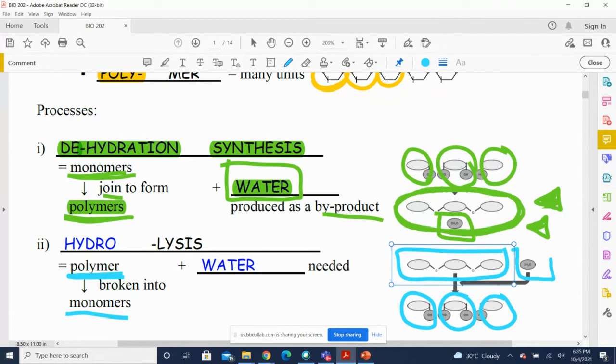Let's have a look at the name of the reaction and how the name really explains what happens. Whenever we're breaking something apart, we are talking about lysis. In this case, because we're using water to break a polymer into monomers, it's going to be hydrolysis. We're breaking a polymer into monomers with the help of water. So water needs to be added to that reaction. I hope those make sense.